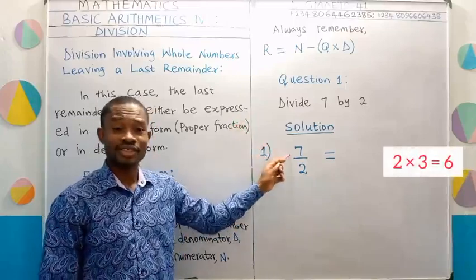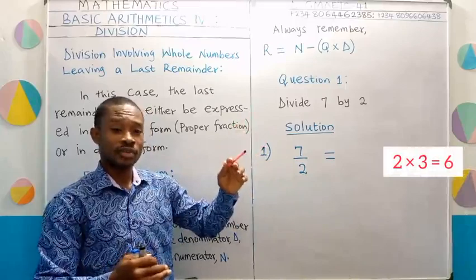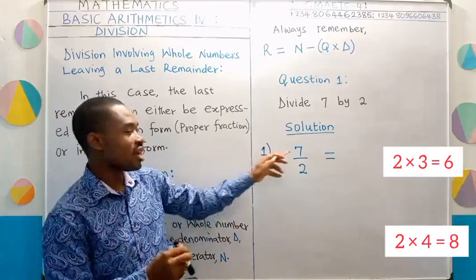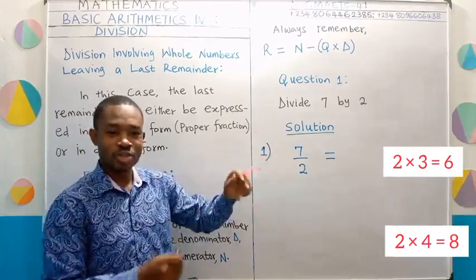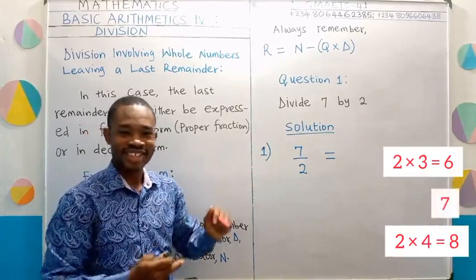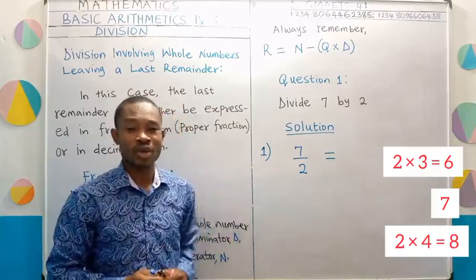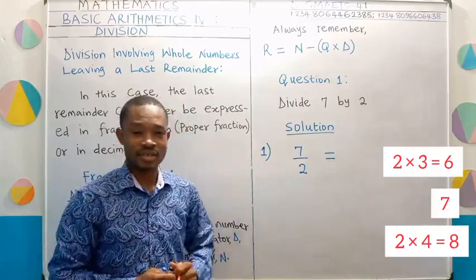Now we are dividing 7, so you need to go further and see. 2 times 4 is equal to 8. Now the 7 you are dividing is, in the 2 times table, between 6 and 8. And from what you learned in the last class, you pick the smaller one. So we're going to pick that 6.